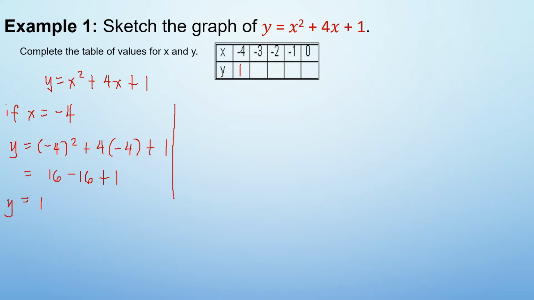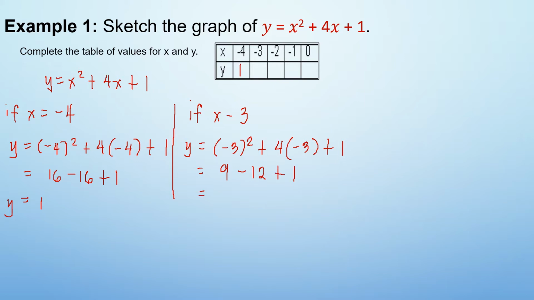Next, if x is negative 3, y is equal to negative 3 squared plus 4 times negative 3 plus 1. Negative 3 squared is 9. 4 times negative 3 is negative 12 plus 1. 9 minus 12 is negative 3 plus 1, that is negative 2. So if x is negative 3, y is negative 2.